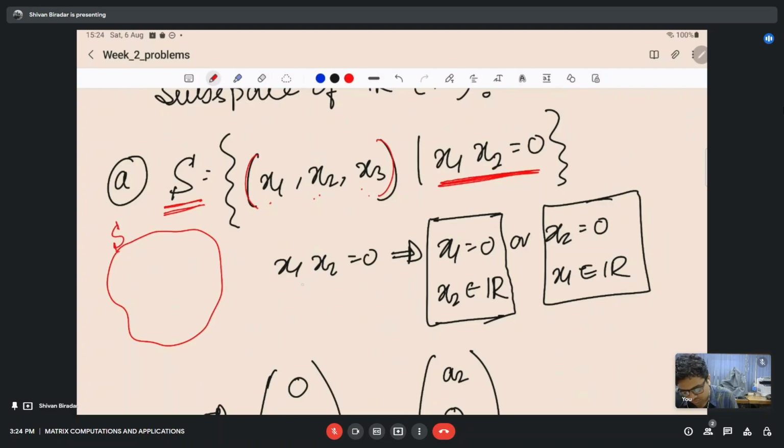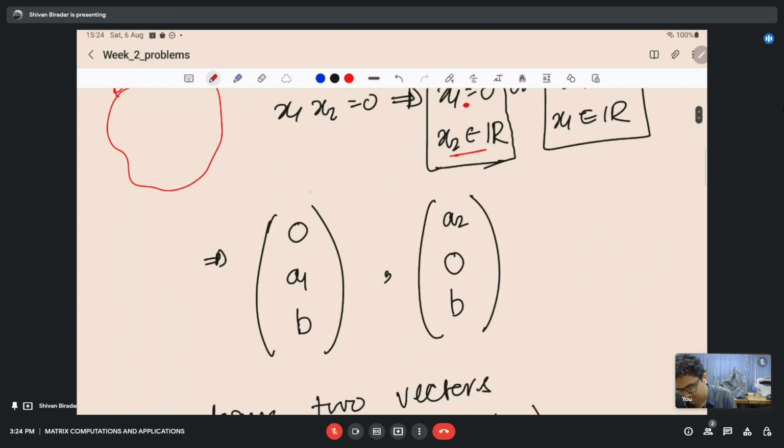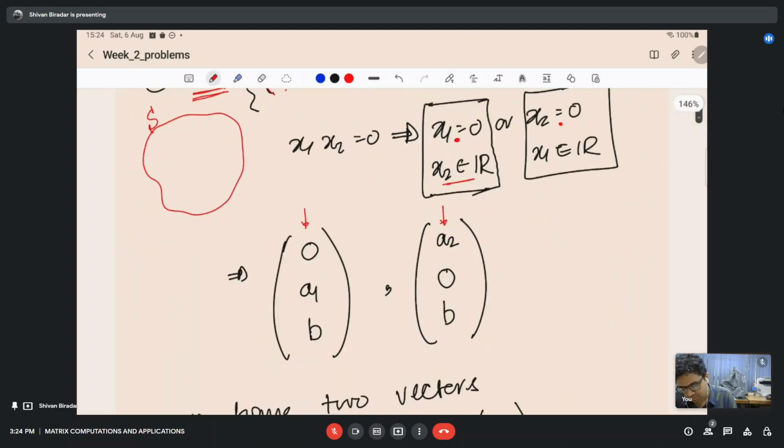So x1 x2 equal to 0 means that there are two possibilities. Either x1 can be 0 or x2 can be 0. If x1 is 0, then x2 belongs to the real numbers; x2 can be anything in the real number set. If x2 is 0, then x1 can be anything. So we get two kinds of vectors here. When x1 is 0, x2 can be any real number. When x1 is a constant, then x2 must be equal to 0, and x1 can be anything in R.